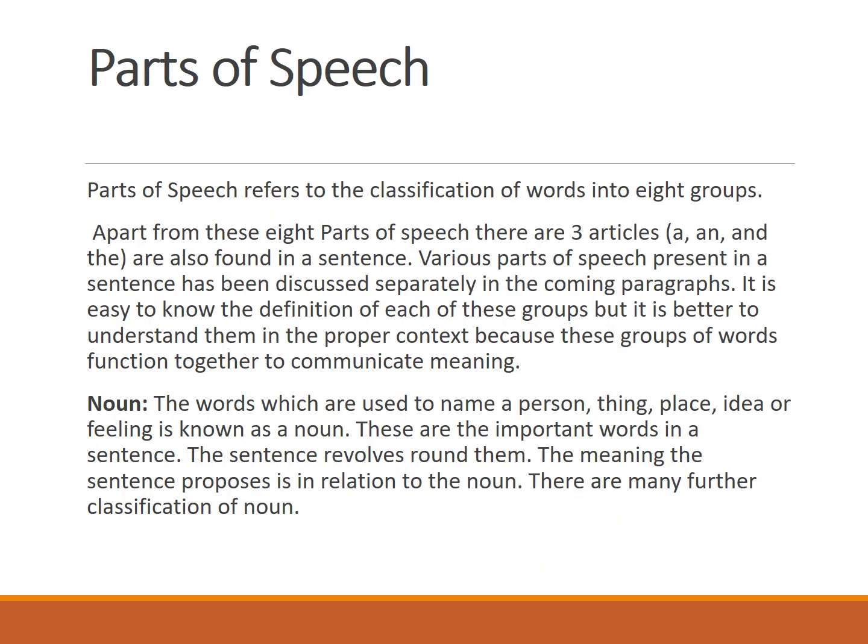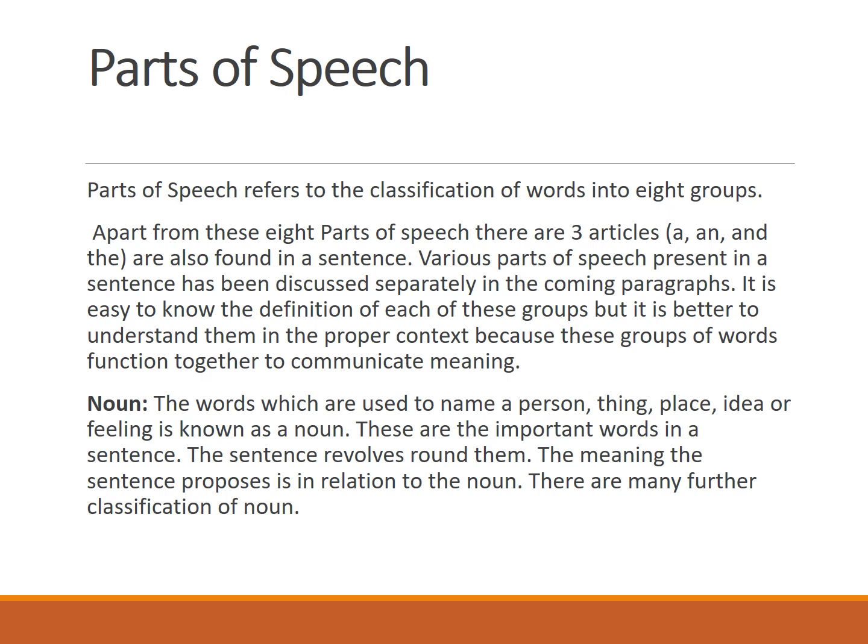Parts of speech. Parts of speech refers to the classification of words into 8 groups. Apart from these 8 parts of speech, there are three articles: a, an, and the, which are also found in sentences. The various parts of speech present in a sentence are discussed separately in the coming paragraphs. It is easy to know the definition of each of these groups, but it is better to understand them in the proper context, because these groups of words function together to communicate meaning.